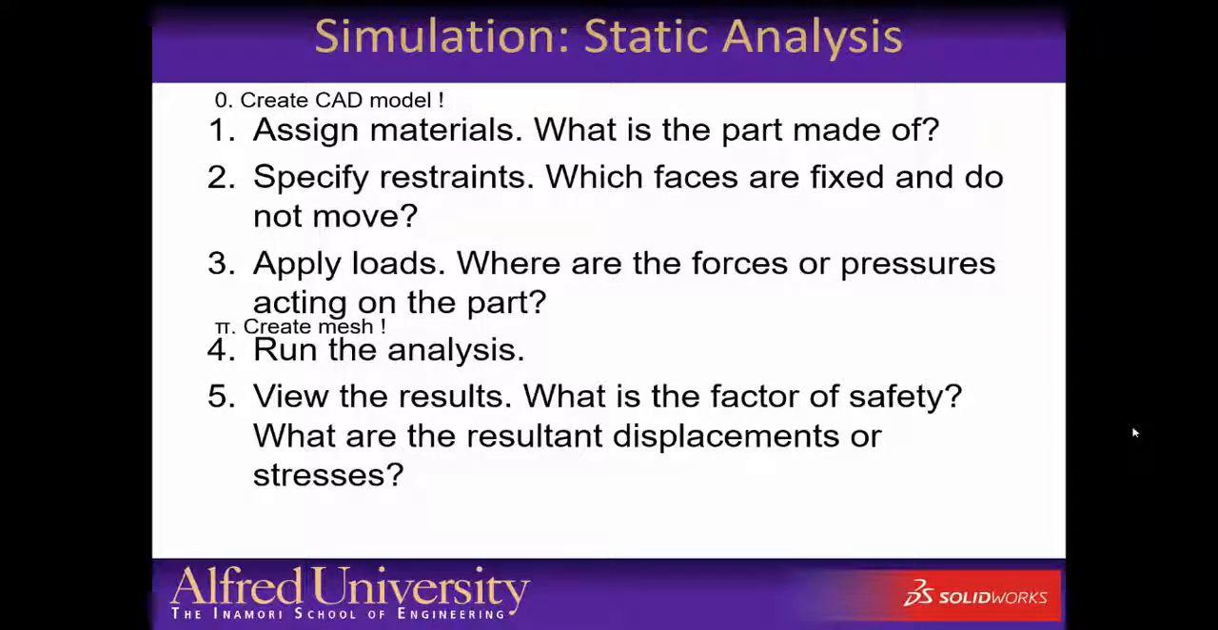The 0th step, which is implicit, is that you first create a CAD model. Upon creating a CAD model, you assign materials. You must ask, what is the part made out of? SOLIDWORKS, as you're aware by now, has a built-in database. That built-in database has a number of material properties associated with each material. For a static analysis, important for that are yield strength, which determines the onset of plastic deformation of a body as opposed to elastic deformation, as well as physical properties such as the density.